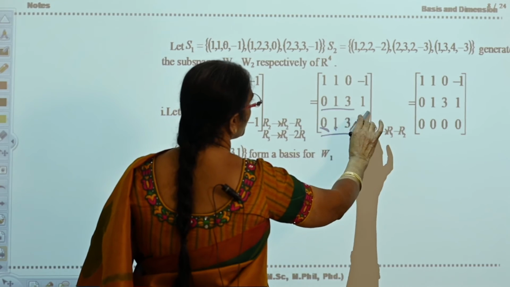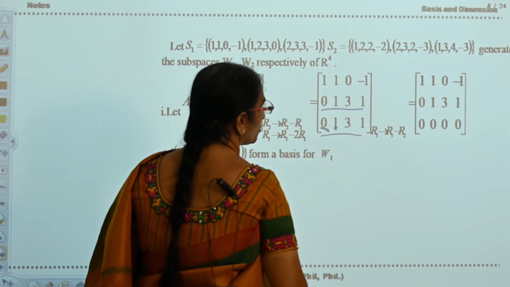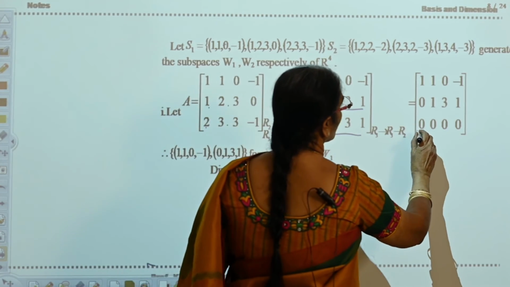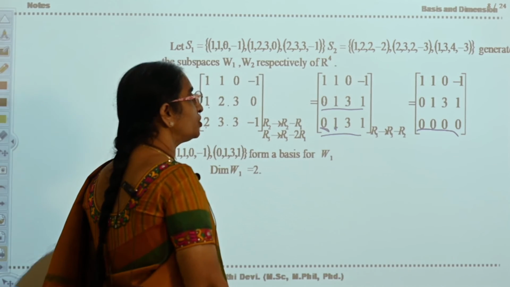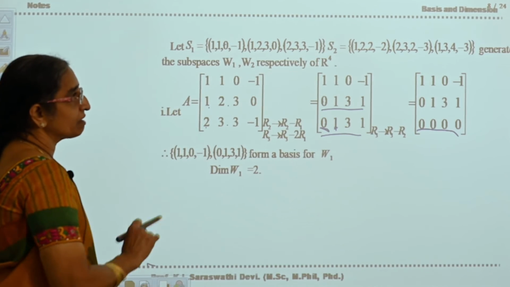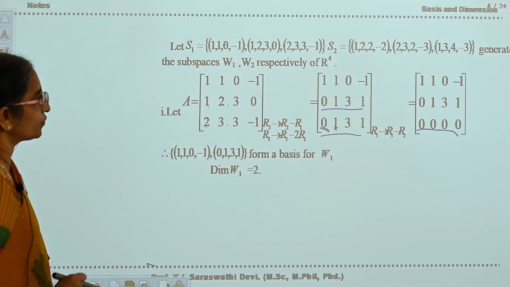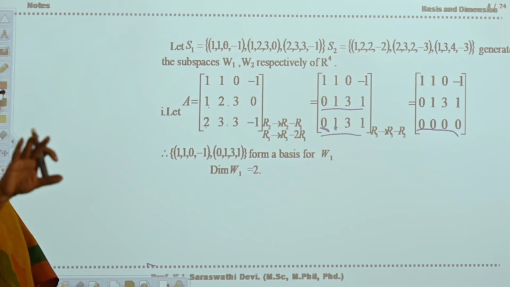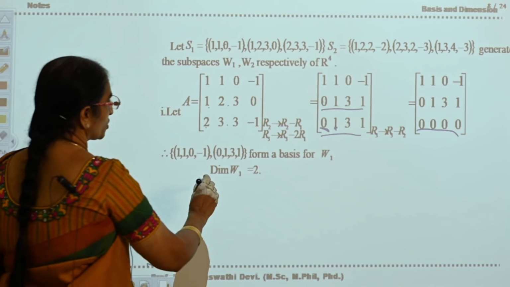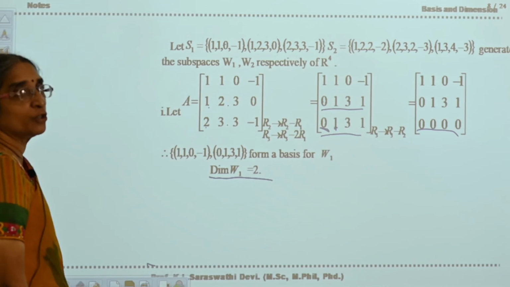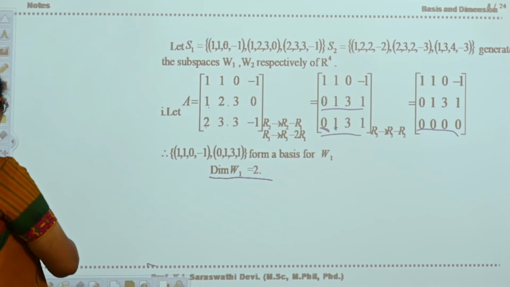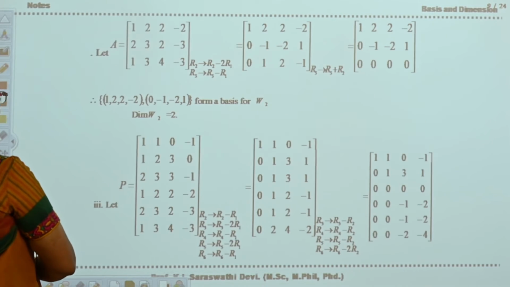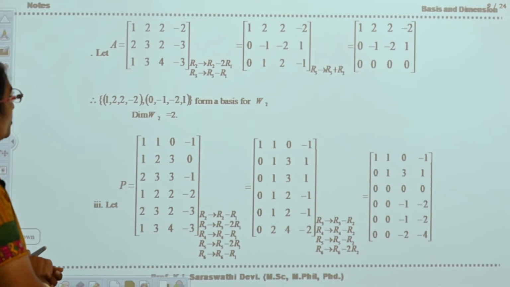So the second row is multiplied with minus 1 and added to the third row. So the last row became 0. The non-zero rows will form the basis, that is (1, 1, 0, minus 1) and (0, 1, 3, 1) will form the basis. And the number of elements in the basis set will be the dimension. So what you got: dimension of W1 is equal to 2. Is it? Similarly, see, dimension of W2.